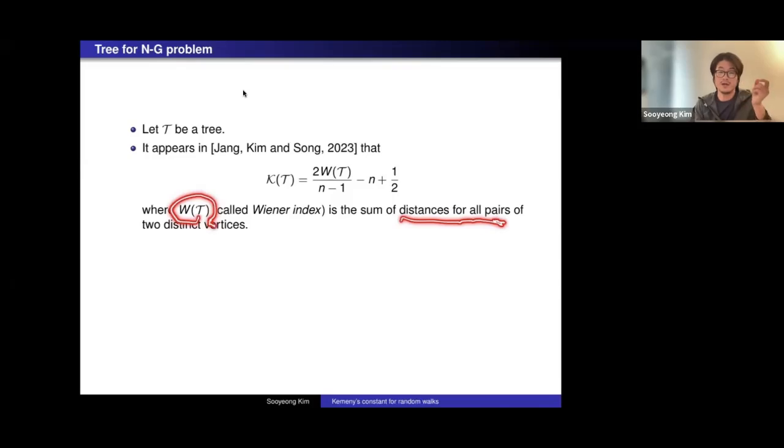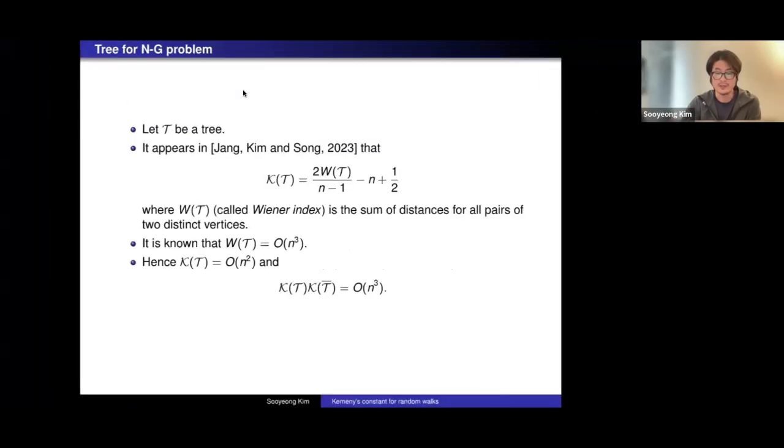Indeed, the maximum Wiener index is obtained by the path, and the smallest Wiener index among trees is obtained by the star. So here the maximum order is going to be n cubed, and there is n in the denominator, so we have Kemeny's constant as n squared. And every tree has a pendant vertex. That implies that the maximum degree of the complement of a tree is going to be order n. So that's why we have this order of the product. So any questions?